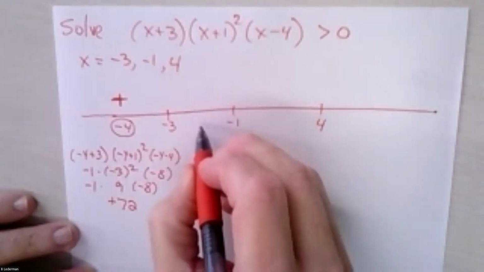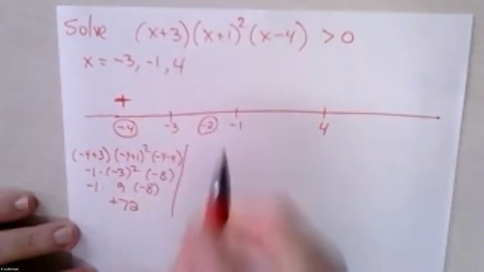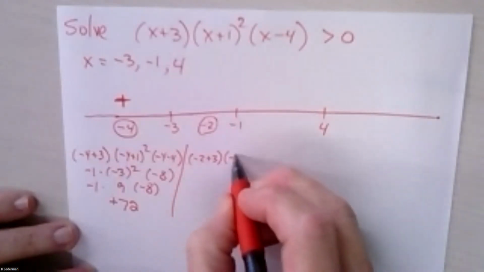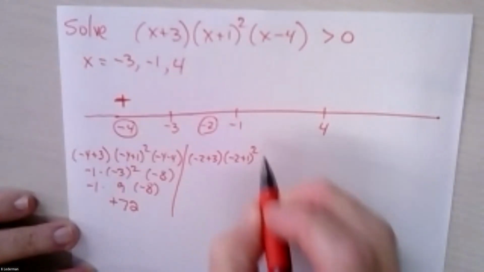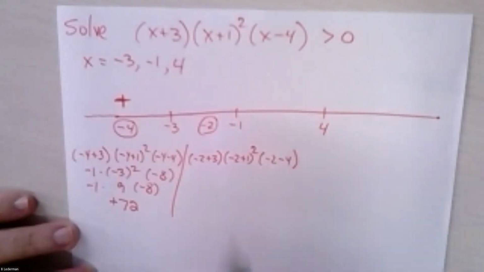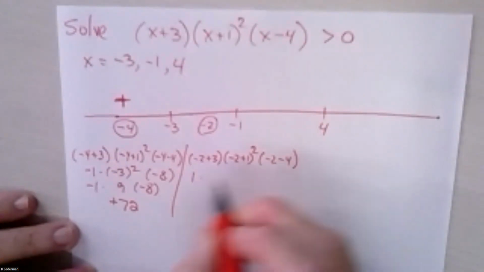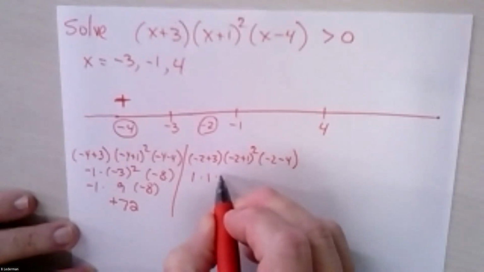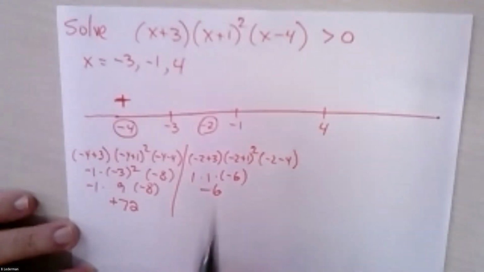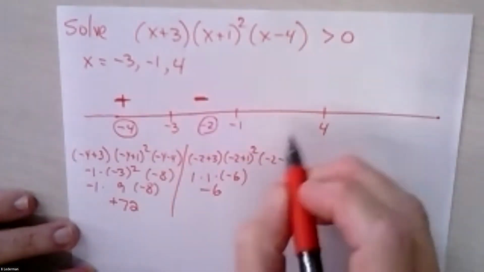Now let's take a test point from here. Let's do -2. So we're going to plug -2 into our polynomial. So we have -2 plus 3, -2 plus 1 squared, and -2 minus 4. So here we have +1 times +1 times -6, which is -6, which of course is negative, so it's negative in that interval.